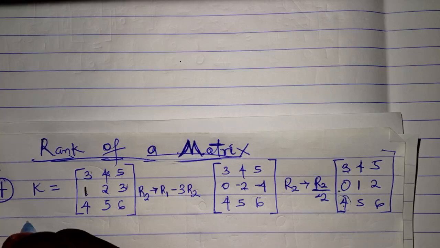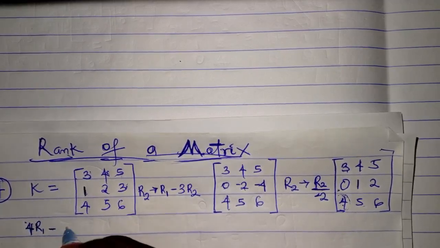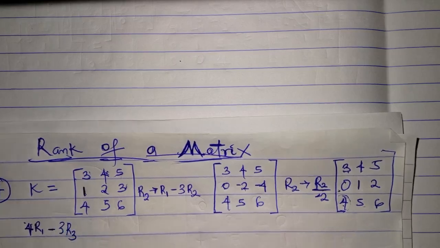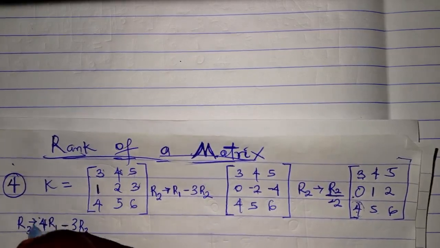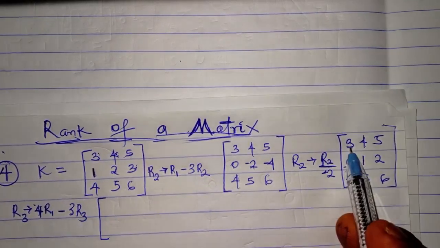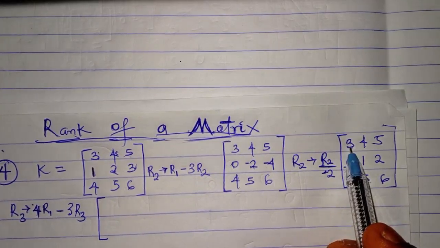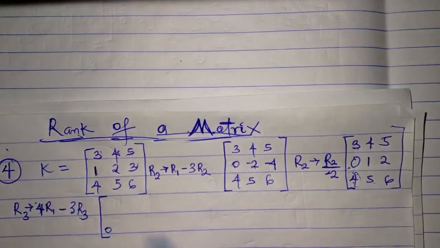So I will multiply row 1 by 4, minus, multiply row 3 by 3. And this will give me the new row 3. You get the point now? So 4 row 1 minus 3 row 3. 4 times 3 is 12, 3 times 4 is 12. That will be 0.